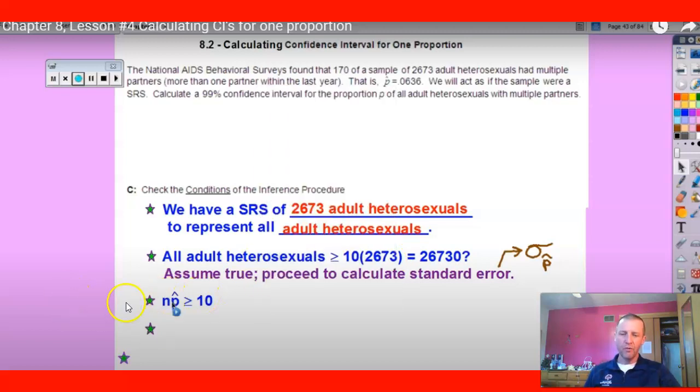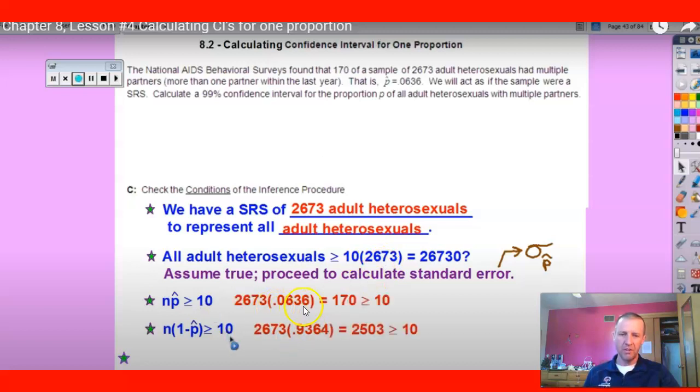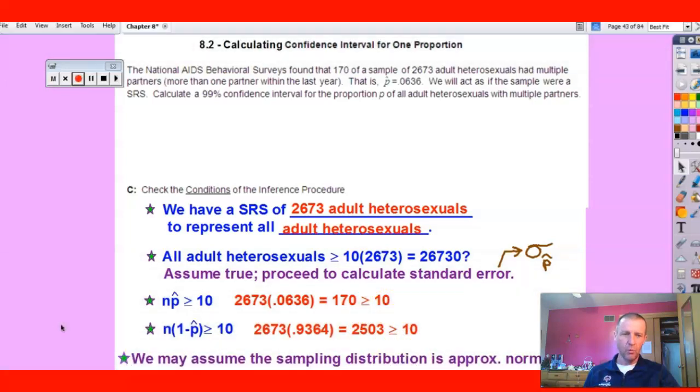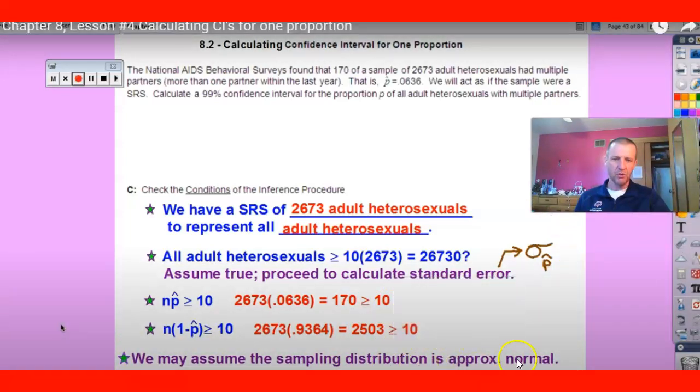And the last thing, for normality, we have to check two things with proportions. N times p hat has to be bigger than or equal to 10, and n times 1 minus p hat. These two conditions are the same. These two things both have to be true. Both of these two products have to be bigger than or equal to 10. So, watch. We'll go ahead and make this calculation. Little n is 2,673. Is 2,673 times that p hat, that's 170, and 1 minus that p hat, 2503, bigger than or equal to 10? Absolutely. We can proceed with the idea that the distribution will be approximately normal. So we've met our 3 conditions.